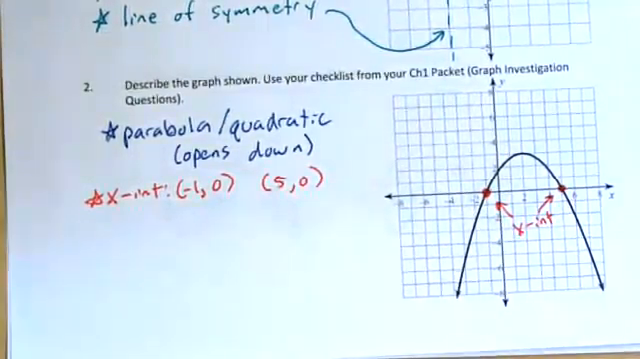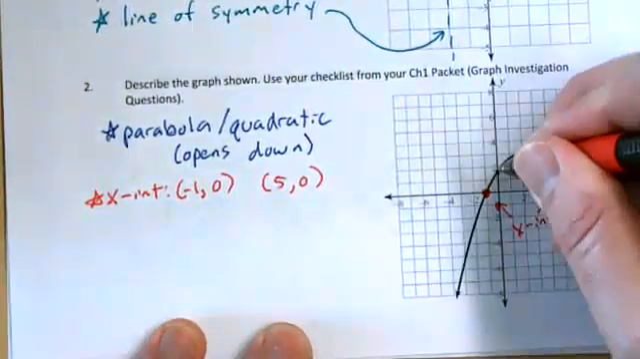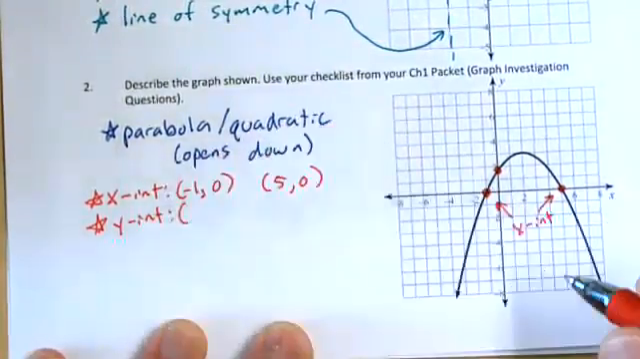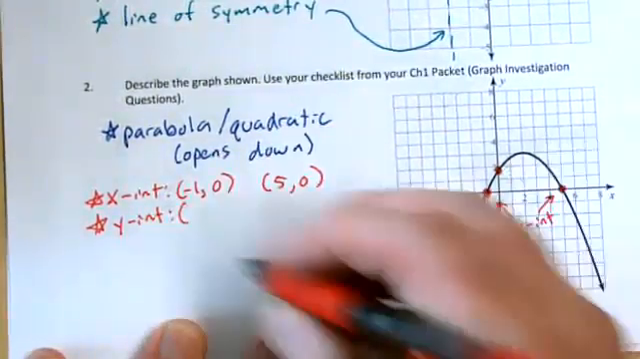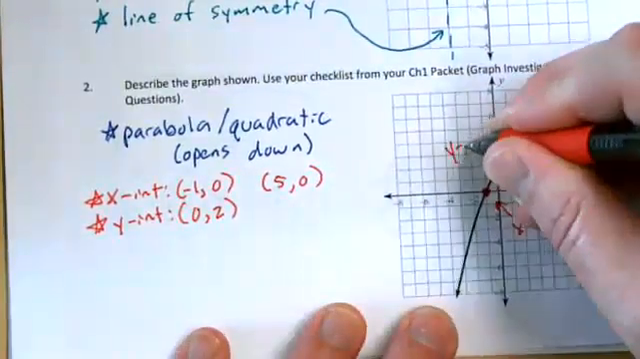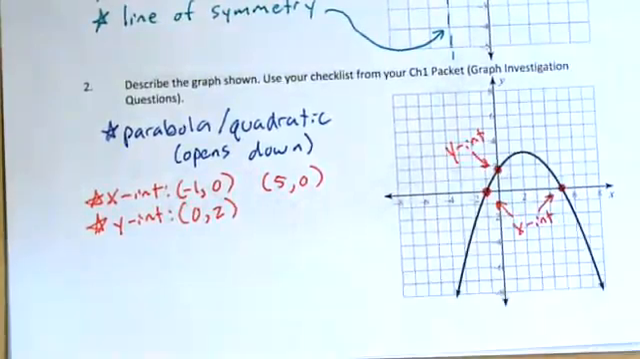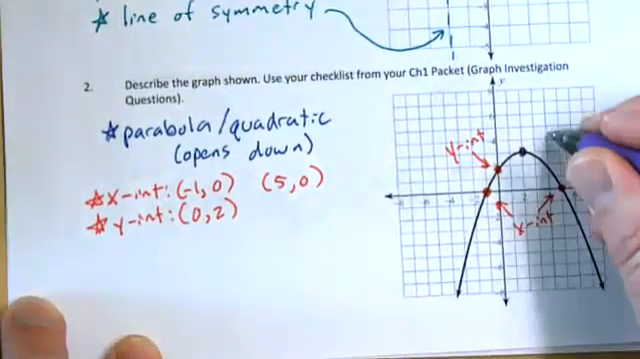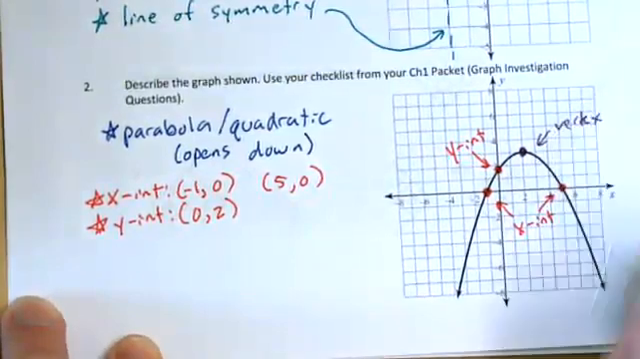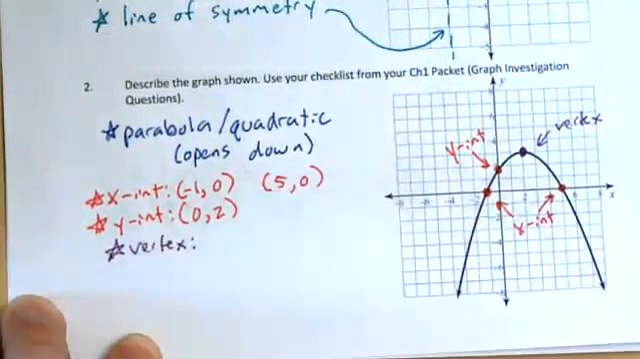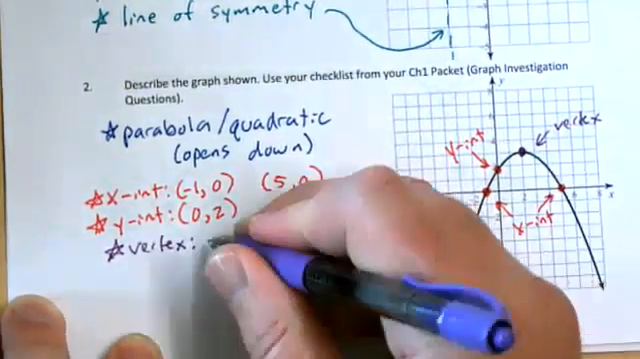We also have a y-intercept. The graph crosses the y-axis right here. Coordinates of that point would be 0, 2. Looking for a vertex. If it's a parabola, it should have a vertex. That's the point where it turns around. So this would be our vertex here. We'll go ahead and list that over here. There's a vertex, and its coordinates are going to be 2, 3.